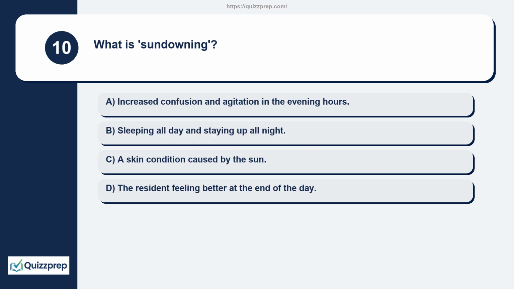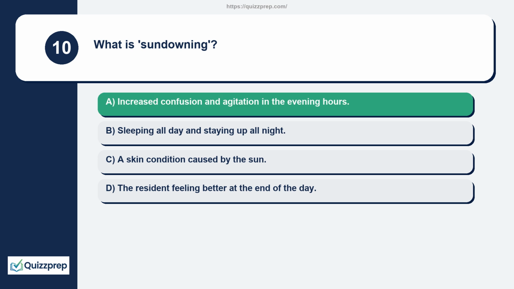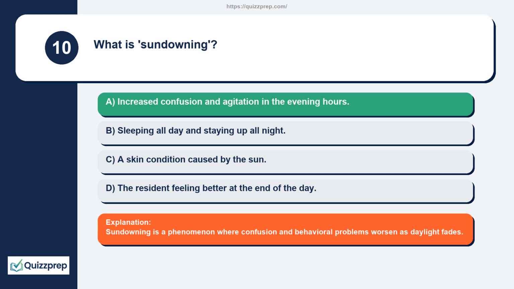Question 10. What is sundowning? Increased confusion and agitation in the evening hours, sleeping all day and staying up all night, a skin condition caused by the sun, the resident feeling better at the end of the day. Sundowning is a phenomenon where confusion and behavioral problems worsen as daylight fades.